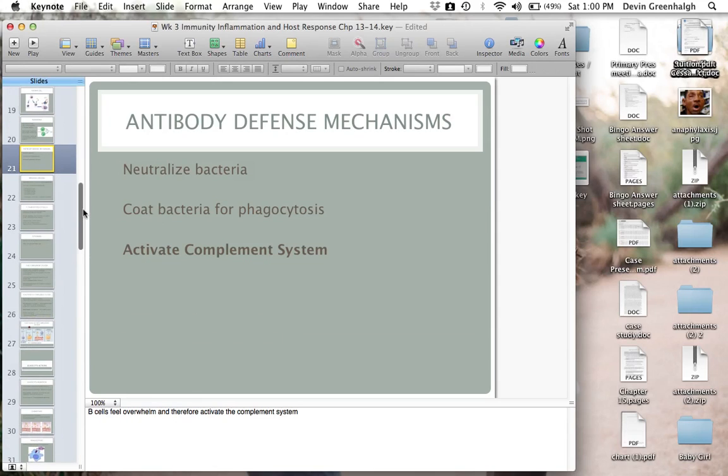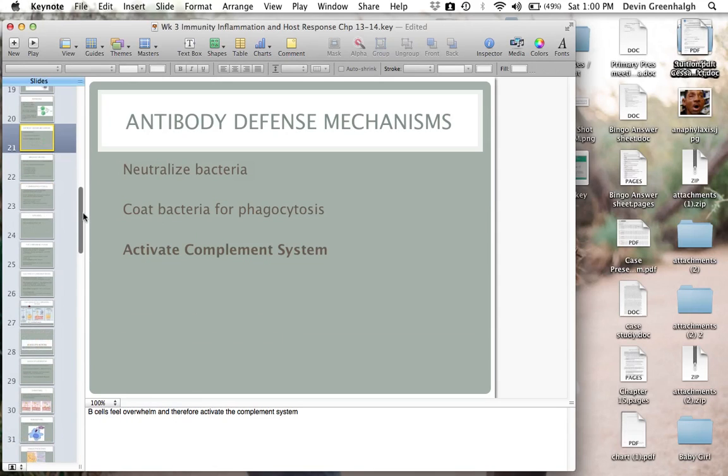Antibody defense mechanisms. Antibodies neutralize bacteria. They coat the bacteria, or like we talked in class, they spray paint the bacteria so that we know for sure they stand out for phagocytosis, and they activate the complement system.